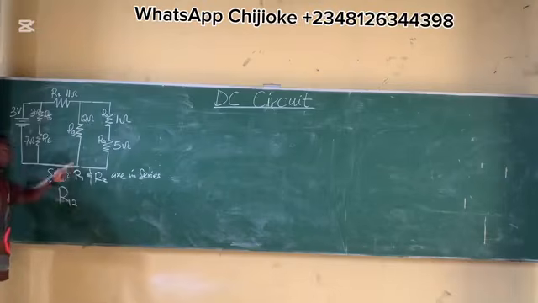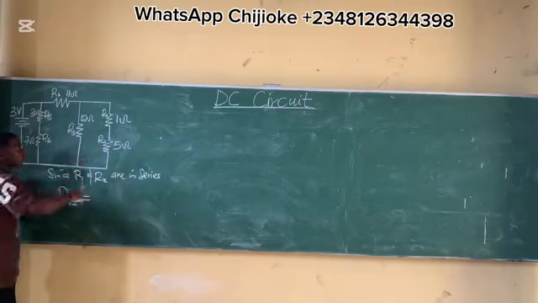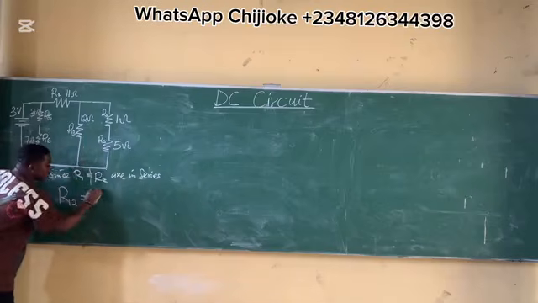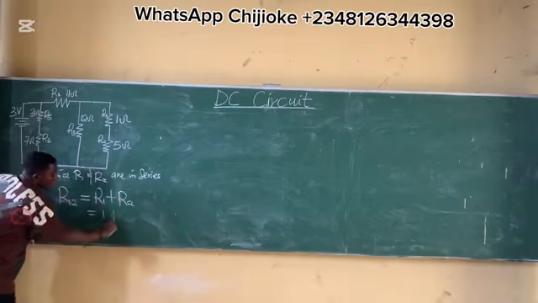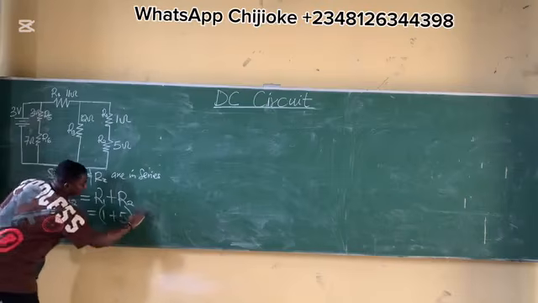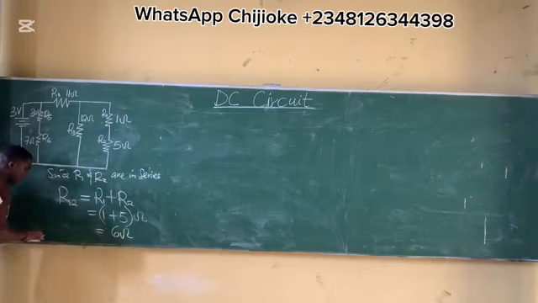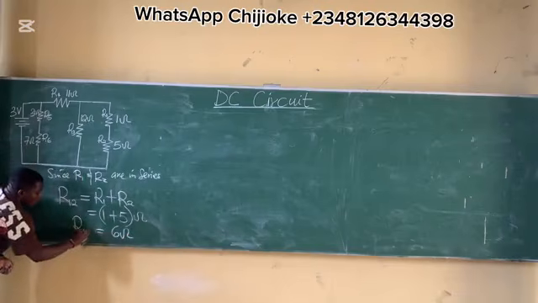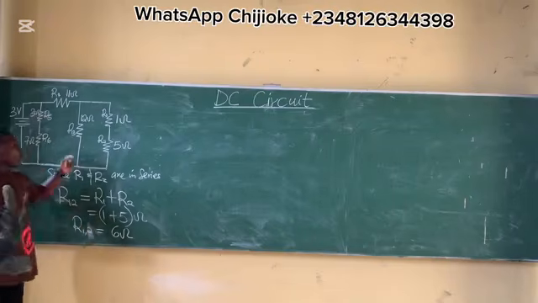The equivalent resistance for R1 and R2 is equal to, since they are in series, the summation, isn't it? It's going to be R1 plus R2, and that is equal to 1 plus 5 ohms. And 1 plus 5 ohms is 6 ohms. So the equivalent resistance between R1 and R2 is 6 ohms.